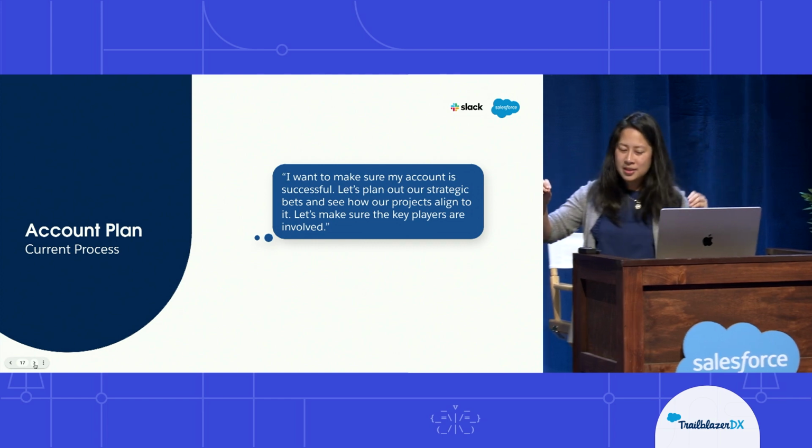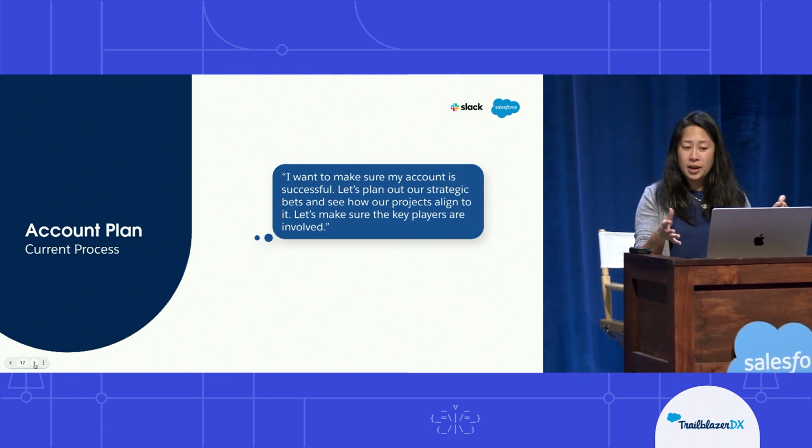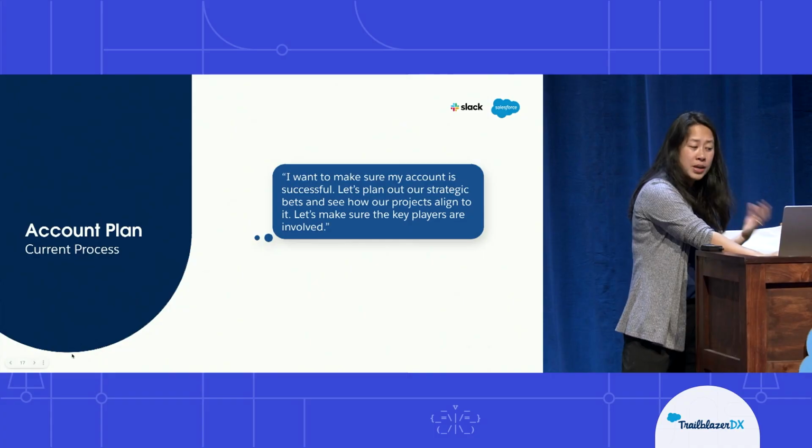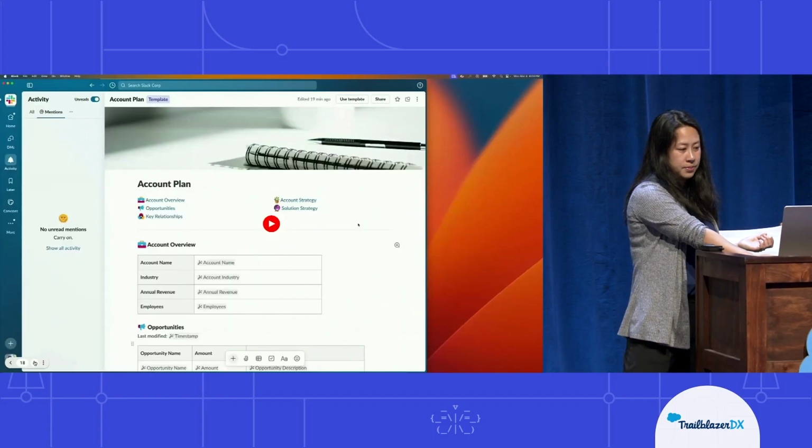We have one last clip, and this is in terms of an account plan. I know a lot of you are very interested in the account plan process, and this is to make sure your account is successful. We might go through this annually or quarterly, and it's a way for us to plan our strategic bets and see how our projects align. So we want to make sure the key players are involved.